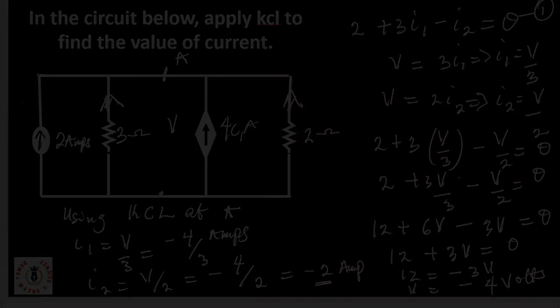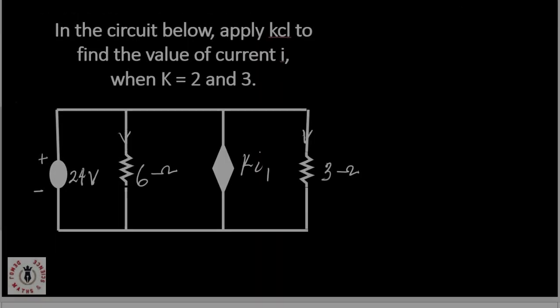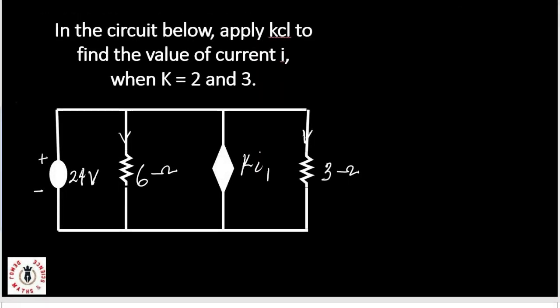Now let's take a second example. I will advise you to pause this video and try your hand at this example. Okay, now let's look at it. The question wants us to find, in this circuit below, we should apply KCL to find the value of current. This is a current source, kI, sorry. I didn't include the arrow, but this is a voltage source, and you can see the plus and the negative.